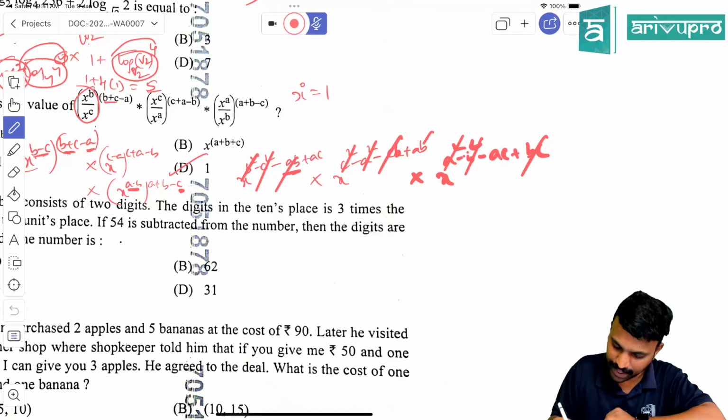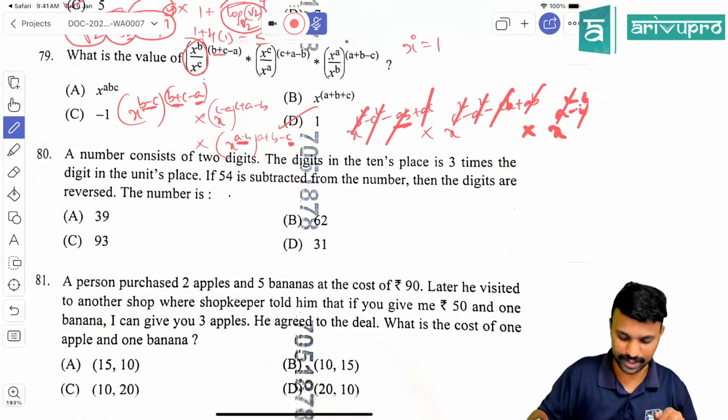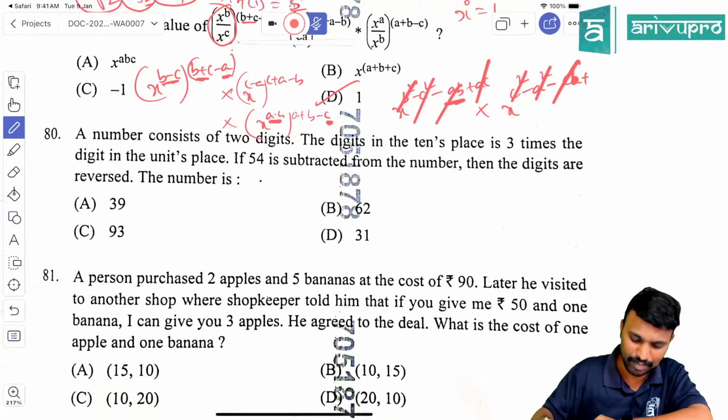Minus ab will cancel with plus ab. So all powers will get cancelled. So x power 0 is 1. You need not solve it like this because the powers are in cyclic order. So answer is 1 only.